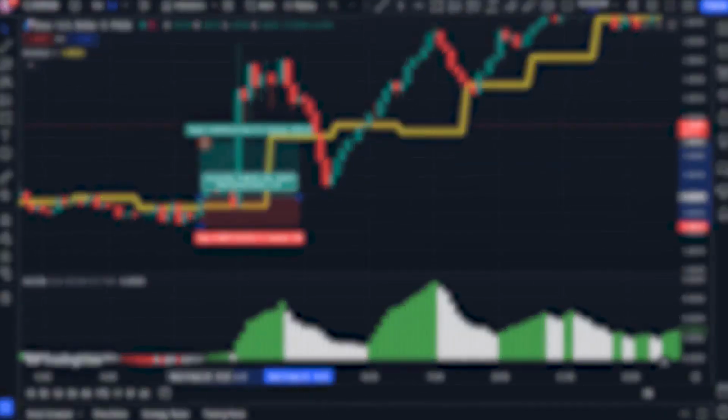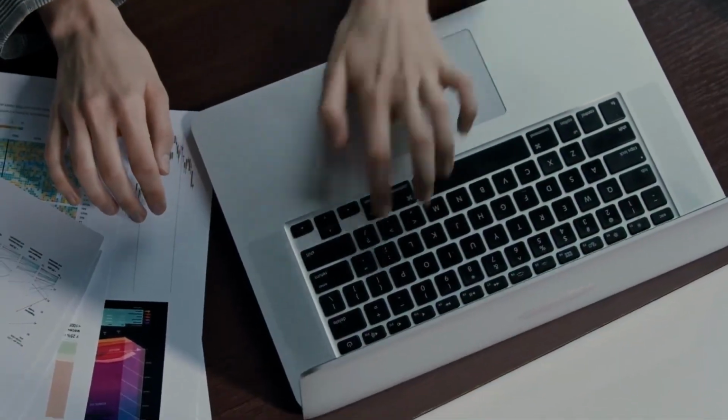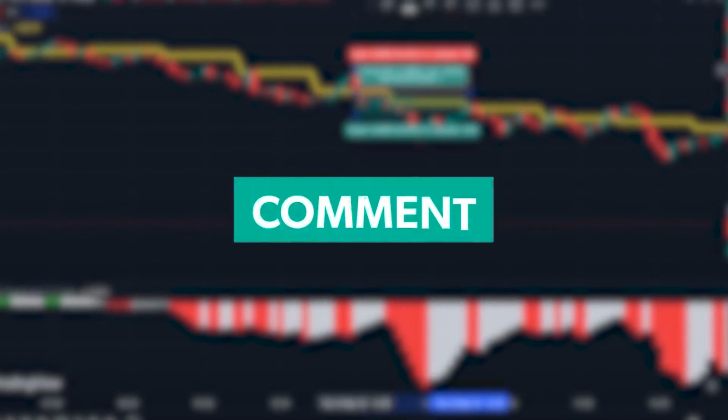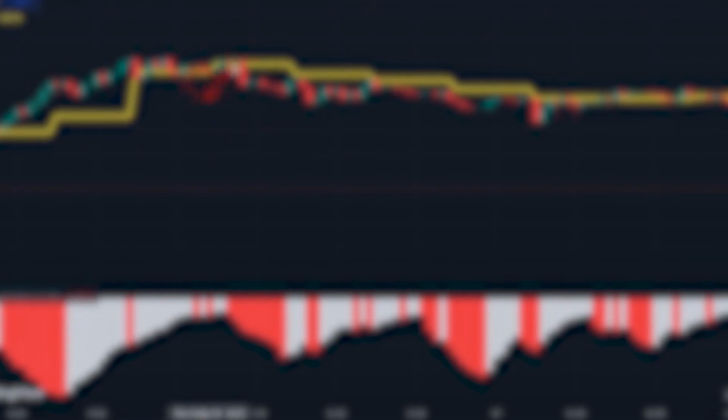As you can see, this strategy is simple and effective but requires some practice. I encourage you to try it on different symbols and share your win rate in the comments so we can see who had the highest win rate on which symbol.